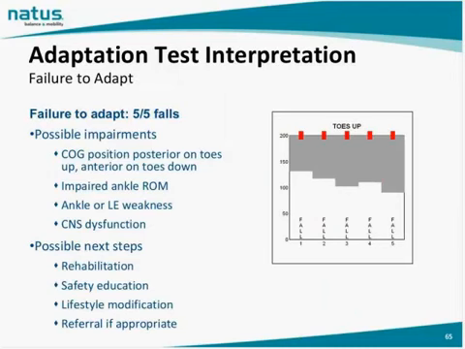You compare that to what you would see in somebody who has a severe adaptation problem. Here on the toes up, they fell 5 out of 5 times. They have impaired ankle range of motion. They have some lower limb weakness perhaps. There may be some CNS dysfunction, but you're not sure about that.